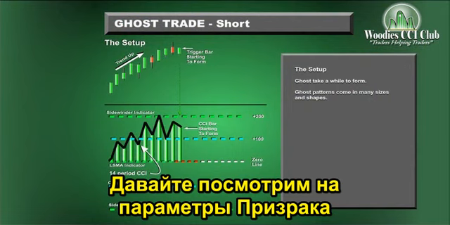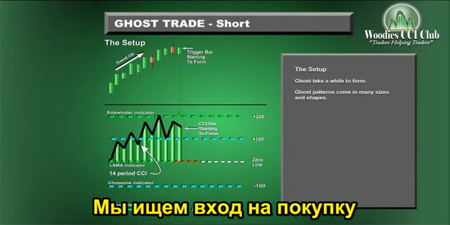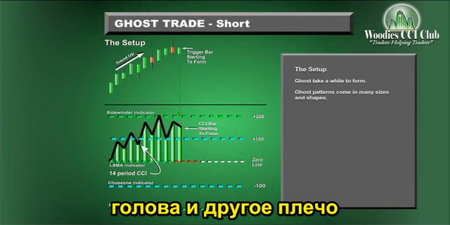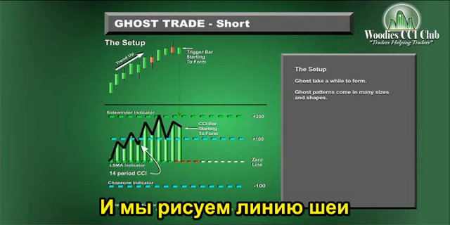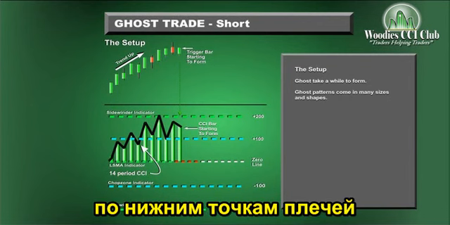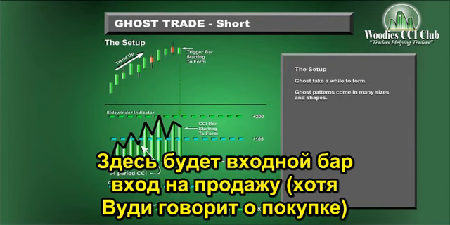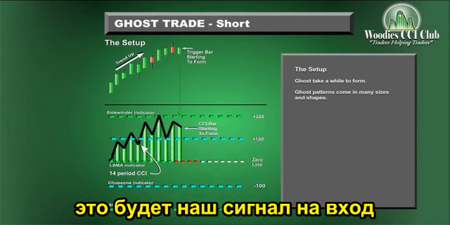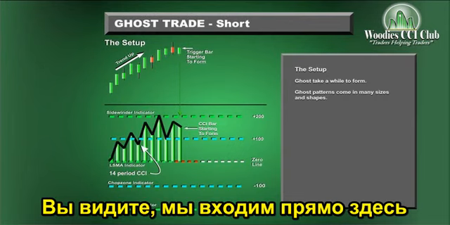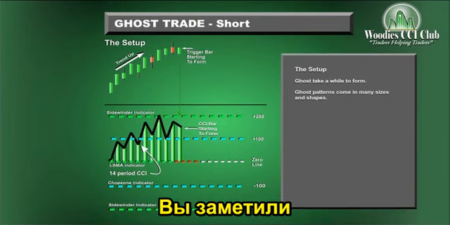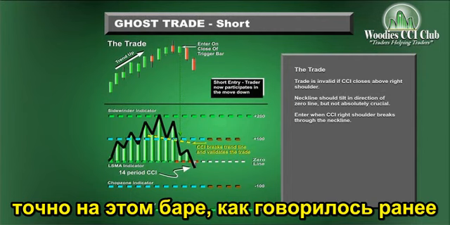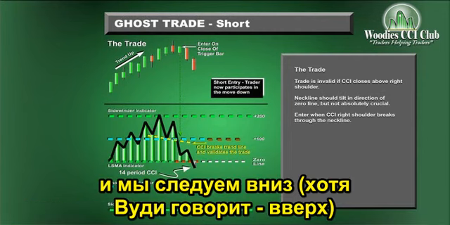So let's take a look at the ghost trade setup. We have a downtrend here, and now we're looking for a long. We have a downtrend, and you can see down here we formed a shoulder, a head, and another shoulder. And we draw our neckline at the low of these shoulders, and that would be our trigger bar to go long. So as soon as we get that taken out, that would be our long signal. And as you can see, this is where it would get in right here. Further on, you'll notice that we broke the neckline on that bar, just like we said before, and we follow it on up.